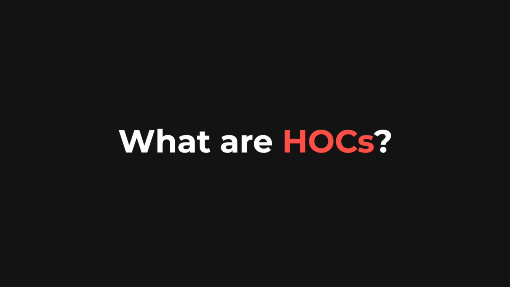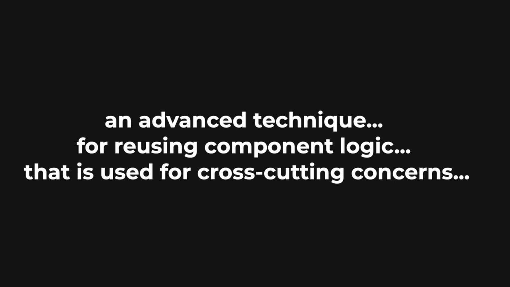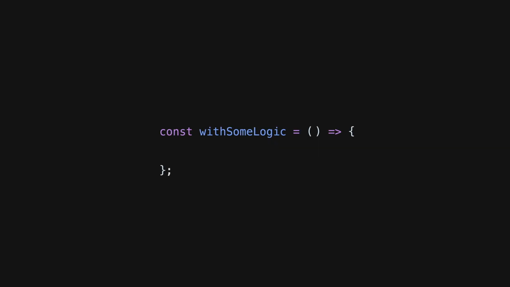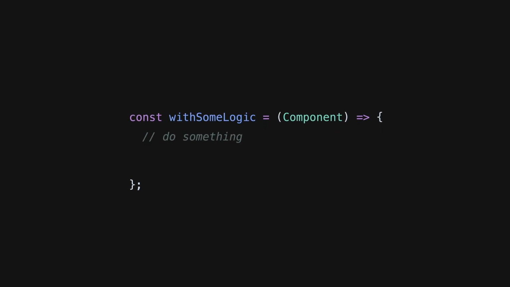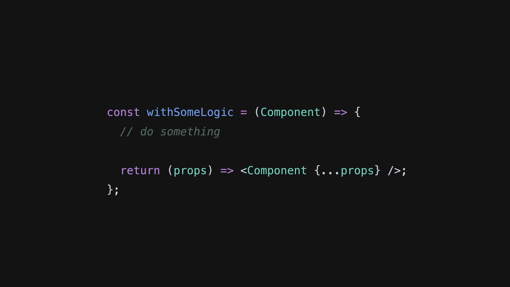Let's start from the beginning. What is a higher-order component? The definition in React docs states that it's an advanced technique for reusing component logic that is used for cross-cutting concerns. In English, it's a function that accepts a component as one of its arguments, executes some logic, and then returns another component that renders the component from the argument, like this. The most important thing here is the return part. It returns a completely new component that renders the component from the argument.